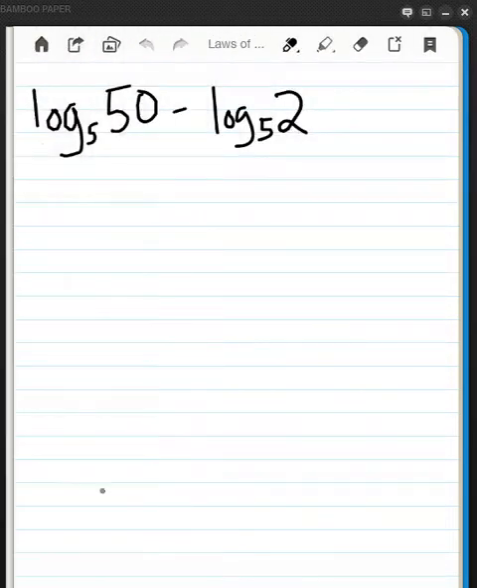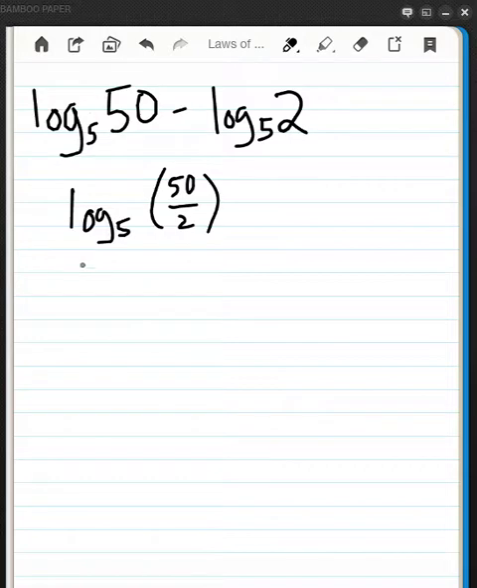Okay, so here we have log base 5 of 50 minus log base 5 of 2. Now, if we wanted to evaluate this, this would be difficult to do because we can't evaluate what power do we raise 5 to get to 50. We also can't evaluate what power do we raise 5 to get to 2. But we can use the rule that states that if you have 2 logs subtracted from each other with the same base, you can rewrite it as the quotient of the 2. So I can rewrite this as log base 5 of 50 divided by 2.